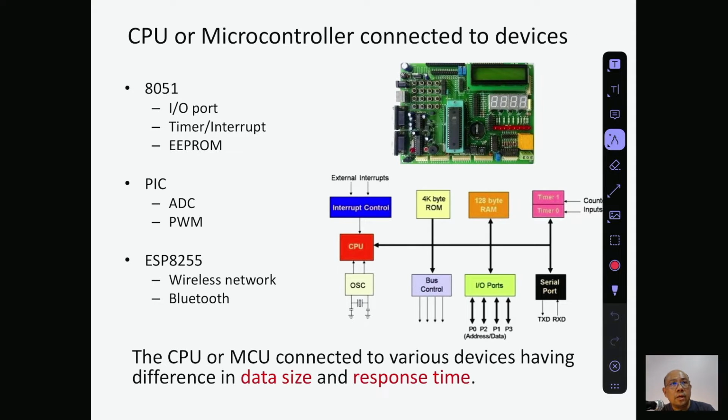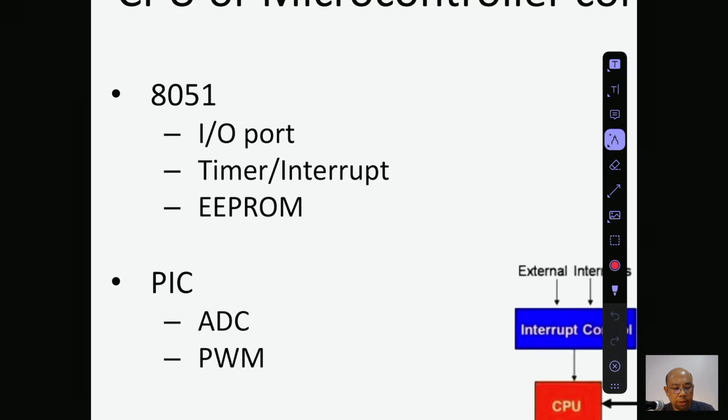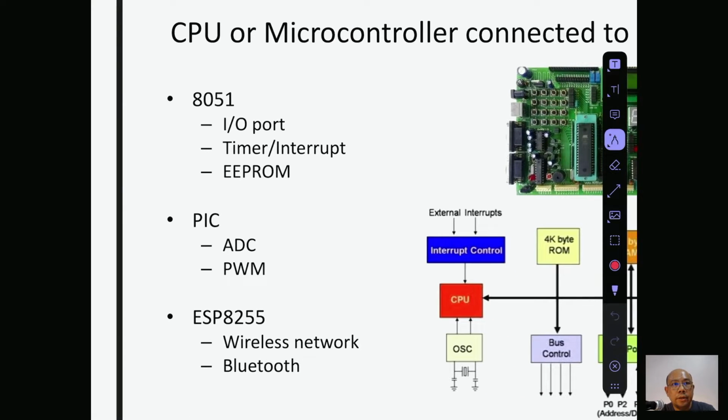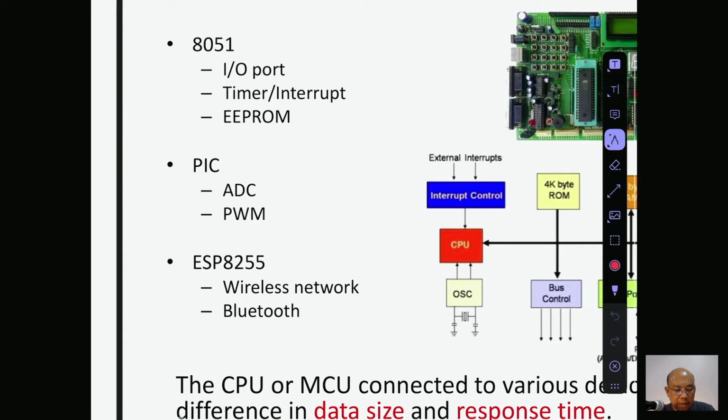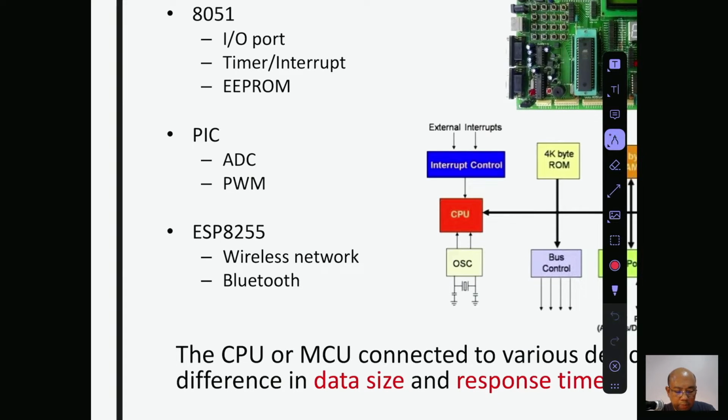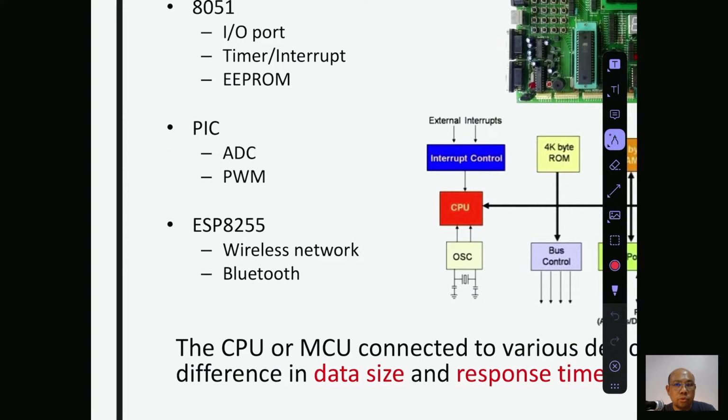In this picture, I show you the CPU or microcontroller. This is the microcontroller MCS 51. MCS 51 has I/O port, timer, and EEPROM memory. The PIC microcontroller from Microchip has an analog to digital converter and a modulator. And also the ESP8266 has a wireless network and Bluetooth.